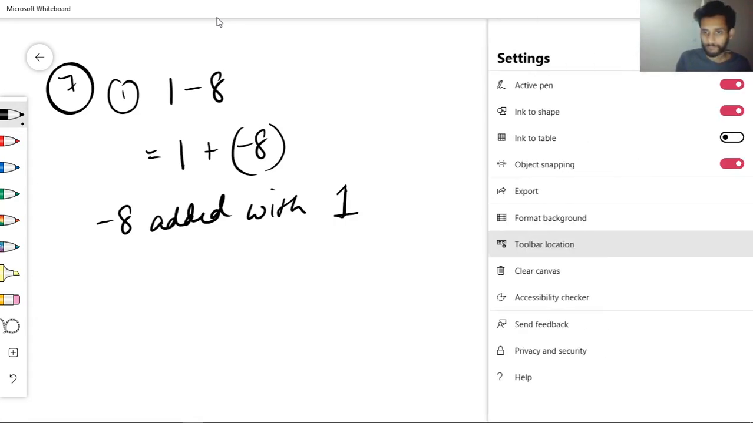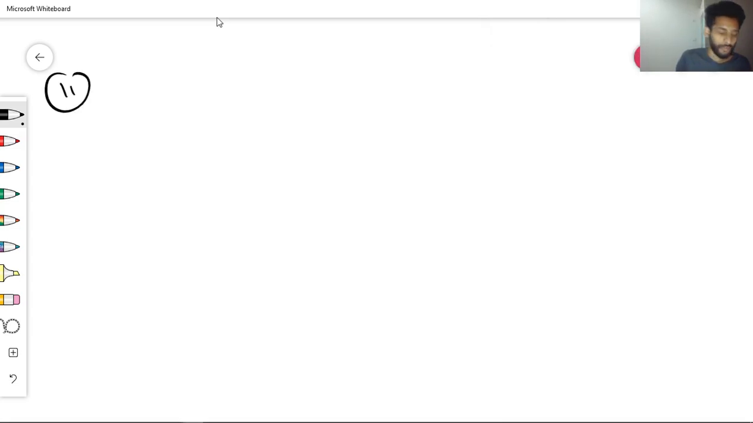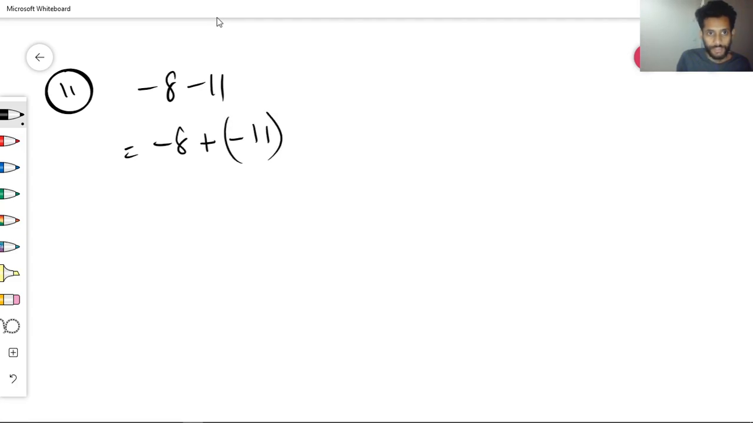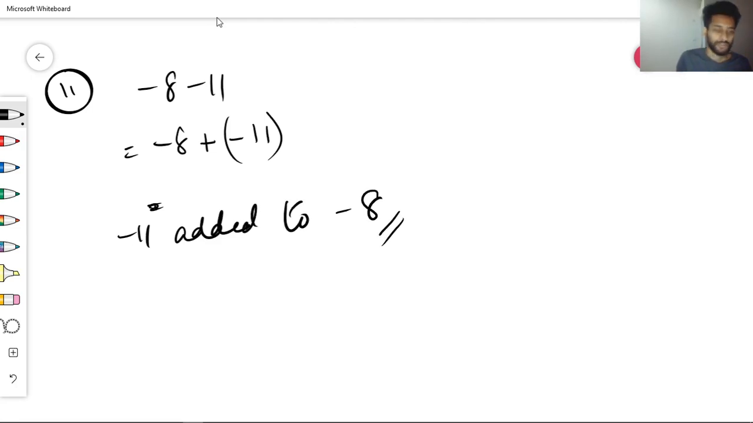Now 2 will be, so here it is minus 8 minus 11. So I have to bring a plus here from somewhere. So here where I can bring a plus is in this way. So what I can write is minus 11 added to minus 8. So this is the answer. You have to do it just this way.